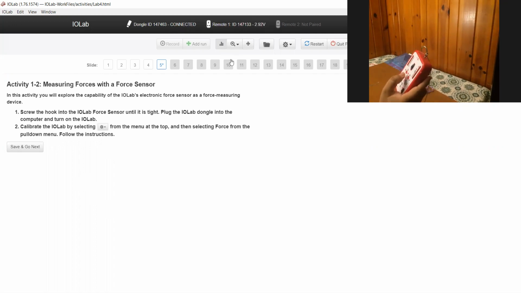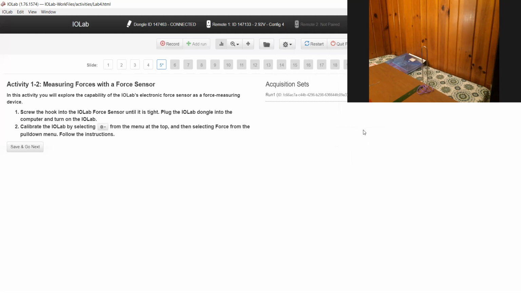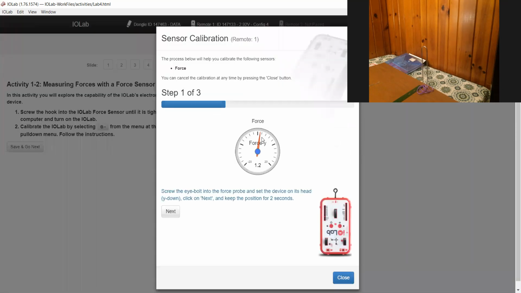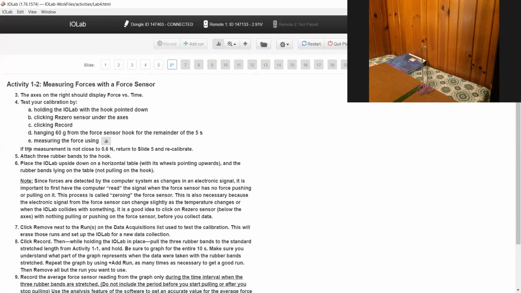Turn it on. It's on. Then we can do the calibration following these steps, like we did before. Follow these steps in here. Follow the steps given here. Now click save and go next.